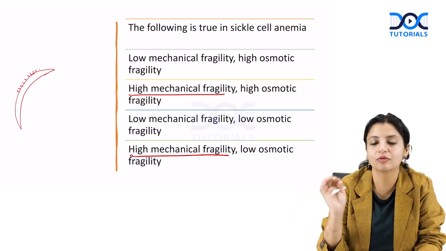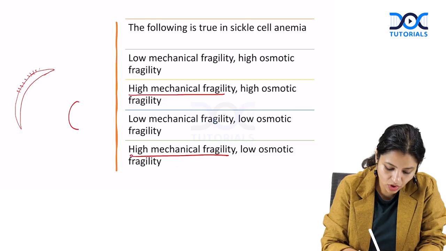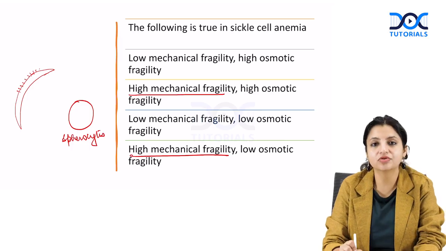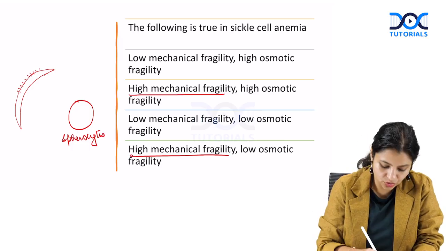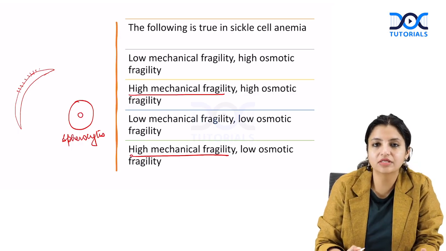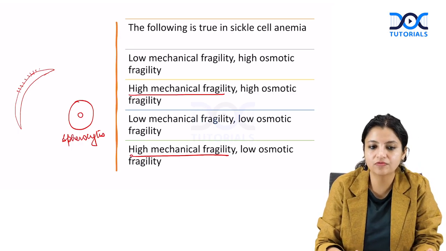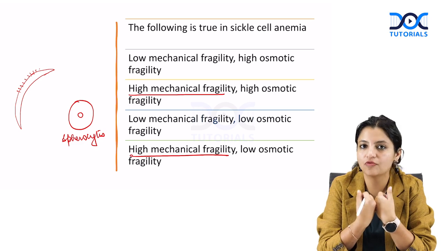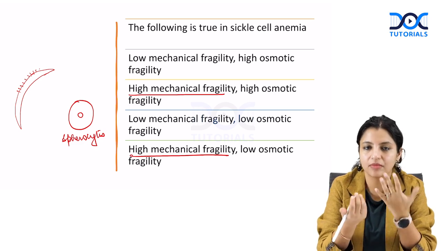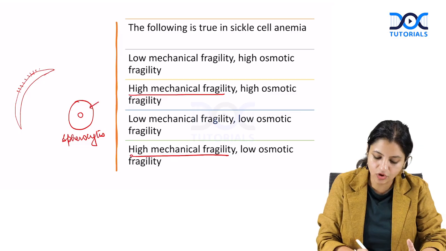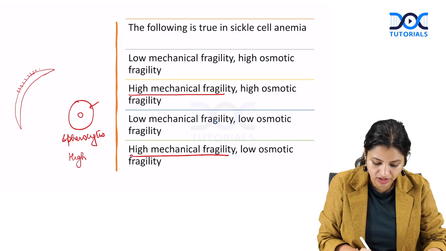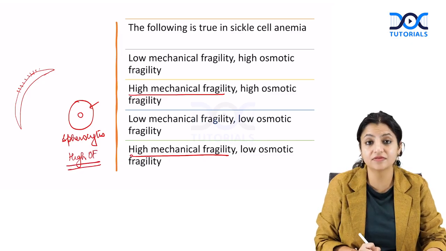Now, the point is, what about the osmotic fragility? When we talk about spherocytes, spherocytes are cells which do not have a central pallor. When you keep them in a solution, they will not be able to absorb water, because there's no space for them. So even a little amount of water going inside will make them rupture. This is called high osmotic fragility. So the osmotic fragility of spherocytes is very, very high.